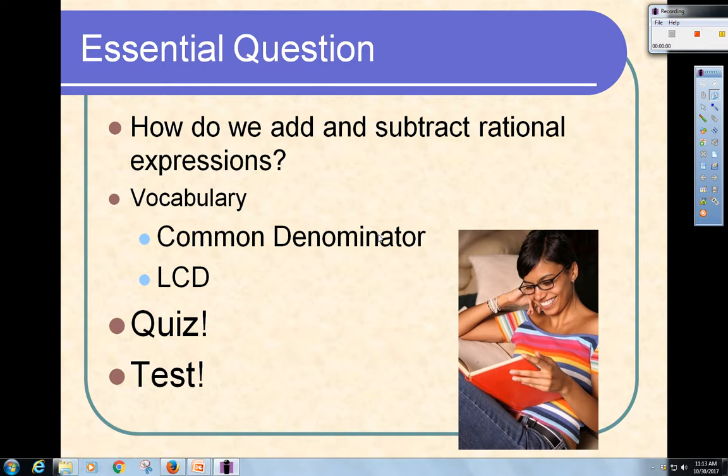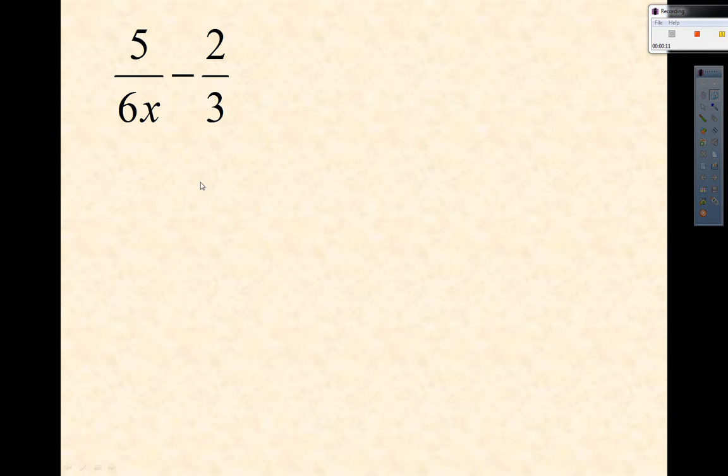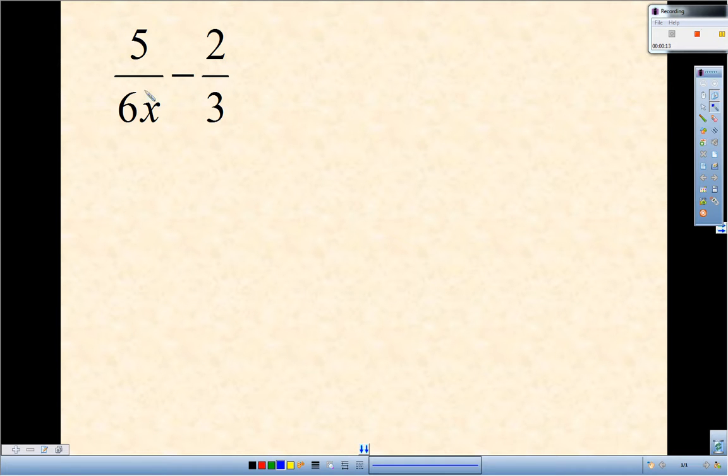Alright guys, today's essential question is how do we add and subtract rational expressions? And today we're going to be looking at problems where they do not have a common denominator. So let's take a look at this first problem. Let's say I want you to subtract 5 over 6x minus 2 over 3. Notice they do not have the same common denominator.